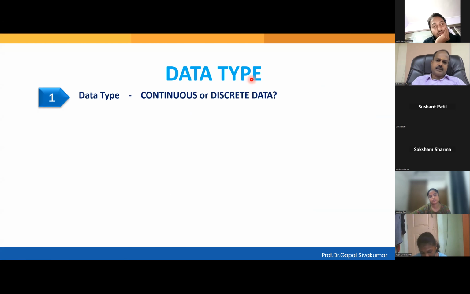Okay. Now data type. As I already mentioned, data type can be on any one of the two categories. One is continuous data, another one is discrete data. Continuous means the accurate data. Discrete means less accurate, because in discrete data, you only understand the category, not the exact value. Understanding the category is different. Understanding the exact value is different.